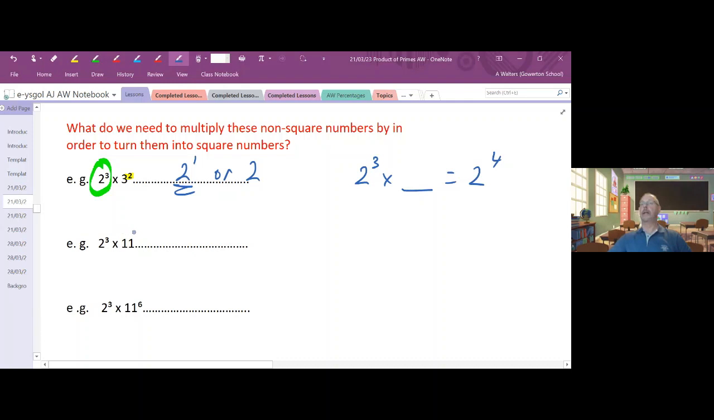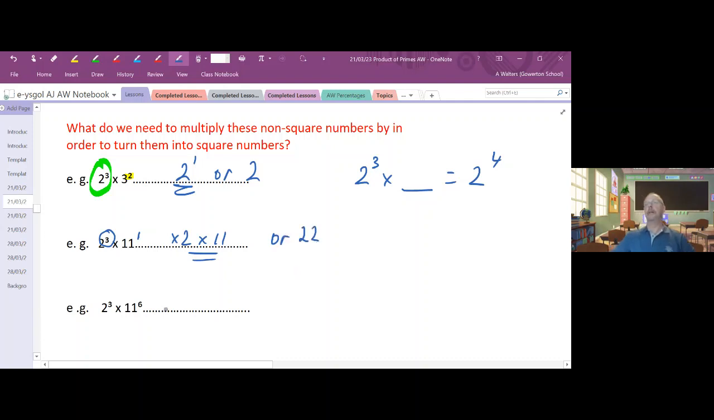Okay, the next question. You would put a 1 there. And when I look at this, that's cubed. To turn it into 2 to the power 4, I just multiply it by 2. And to turn 11 to the 1 into 11 squared, I multiply it by 11. So that is the answer, and some people would rather write it as 22.